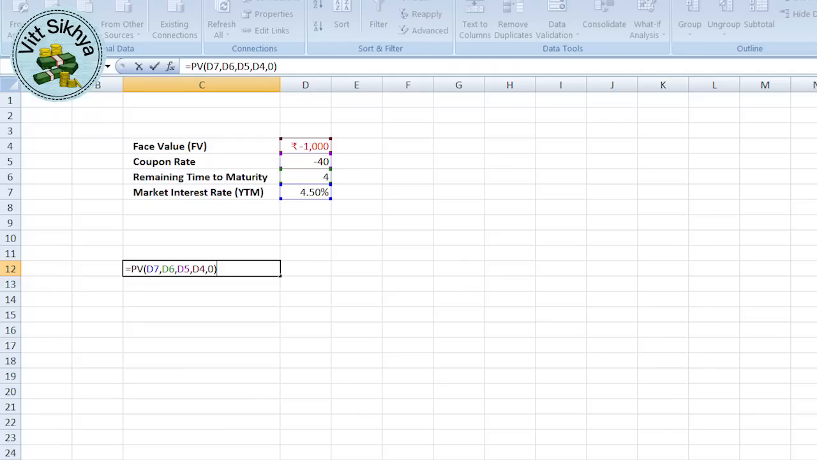Now let's say we have a bond where FV is rupees 1000, coupon rate 8% annually or rupees 40 paid every 6 months, remaining time to maturity 2 years or 4 semi-annual periods, market interest rate or YTM is 9% annually or 4.5% per 6 months. So the Excel formula to calculate the bond price is equal to PV(4.5%, 4, -40, -1000, 0).